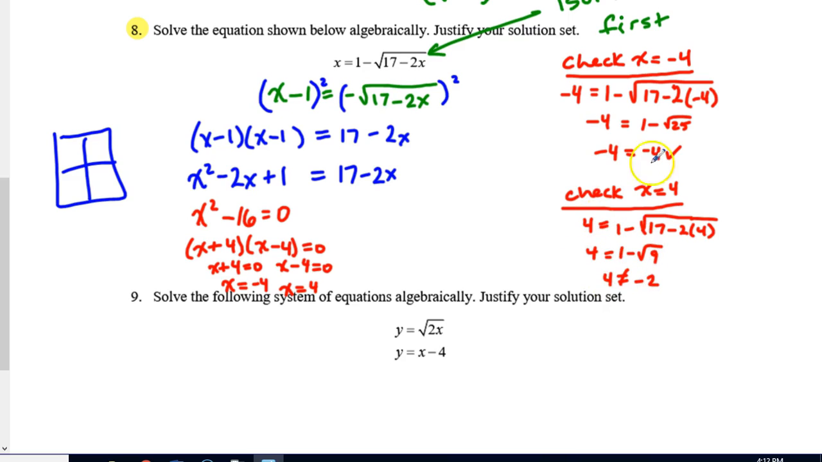Okay, so we see that this x equals 4 really does not check. So we call that extraneous. You can just put a line through it. If you like, you can write extraneous. And the only solution that we're going to circle is the x equals -4.